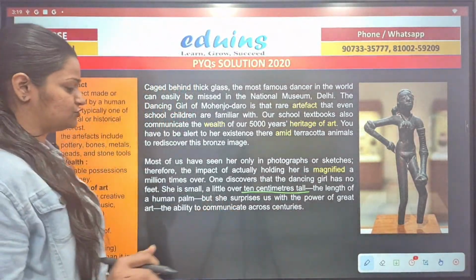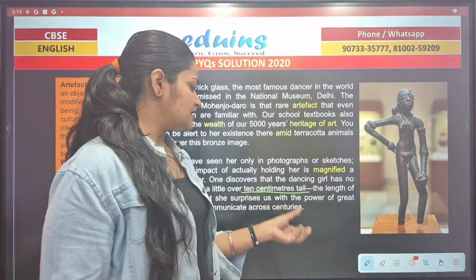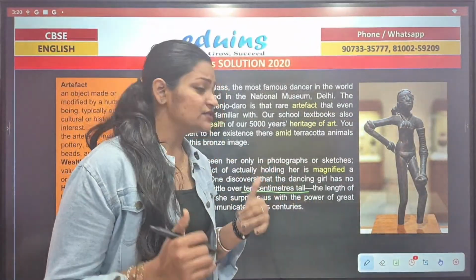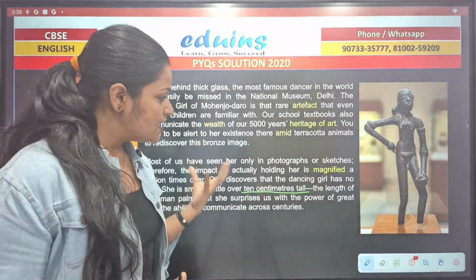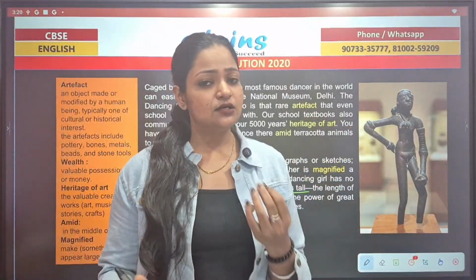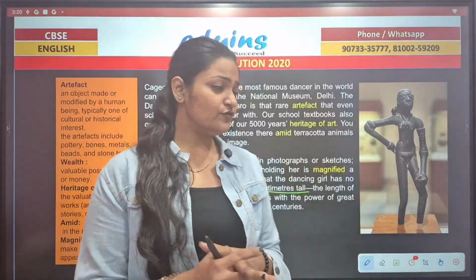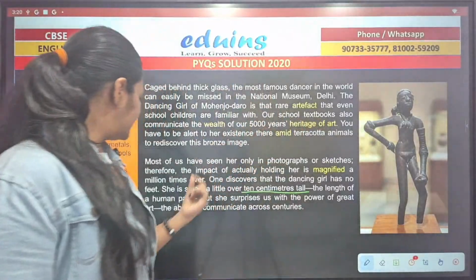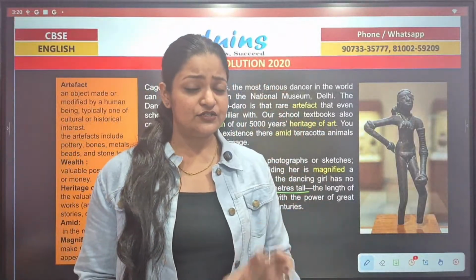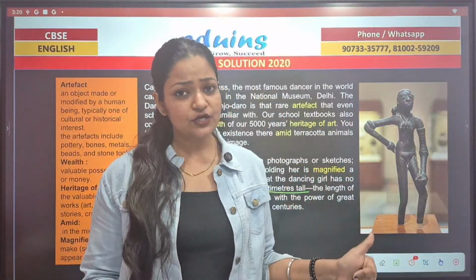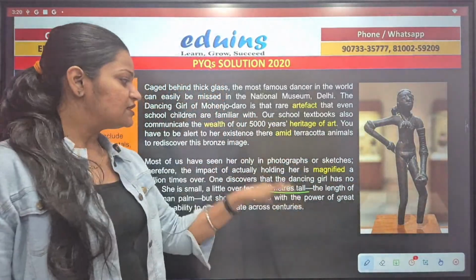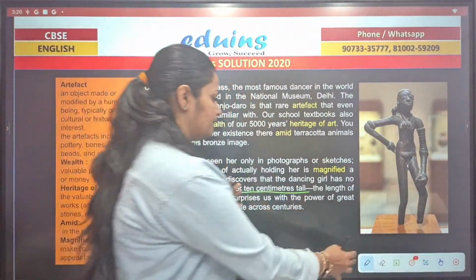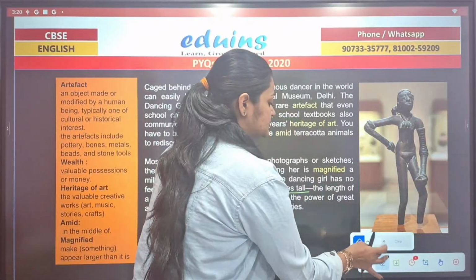Okay, coming back to the class: but she surprises us with the power of great art and the ability to communicate across the centuries. So across the centuries, we are seeing this dancing girl, the discovery of Mohenjo-daro, where we see the power of great art. This is a great art which has been discovered at the site of Mohenjo-daro. So we are respecting, over the centuries, the power of this great art. Okay, clear? I guess this is clear for you.